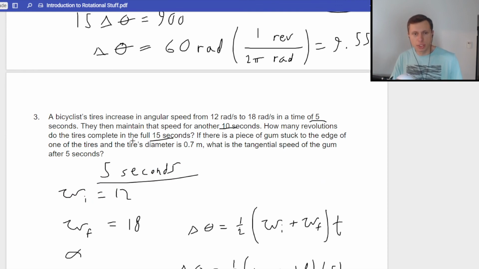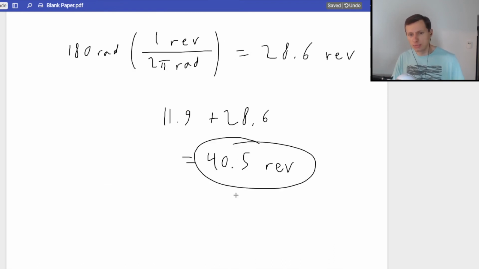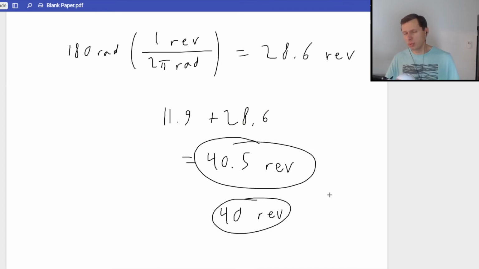How many revolutions do the tires complete in the full 15 seconds? So how many revolutions? You could argue that since it says "complete revolutions," that would only be 40. So personally, if I were a professor, I would accept both 40 and 40.5, because I don't think I'm very good with the wording in this question. But always read the questions carefully is the moral of the story there.